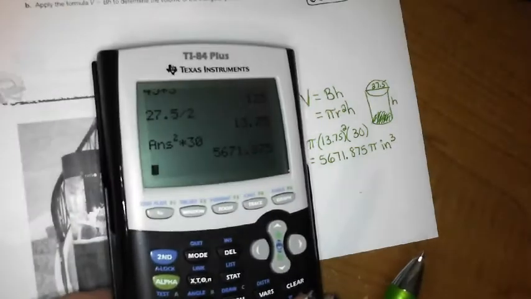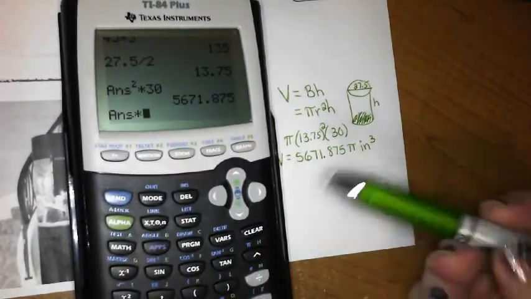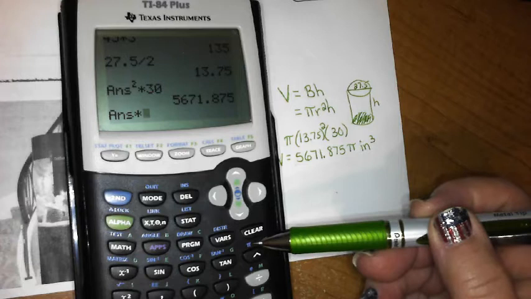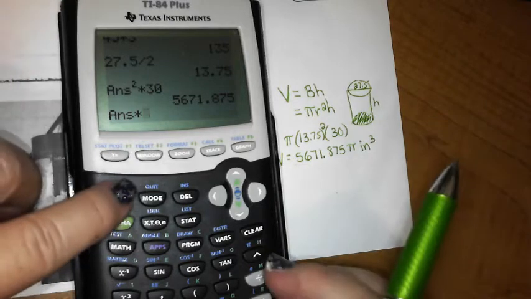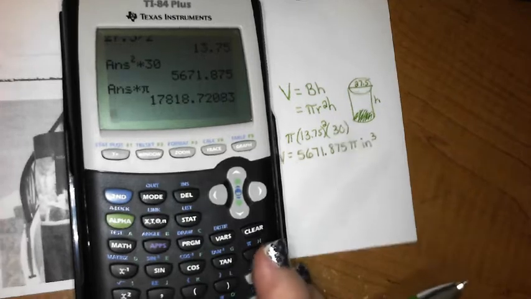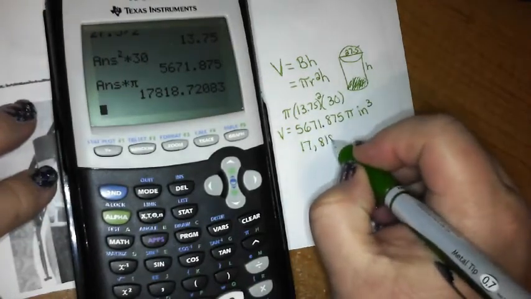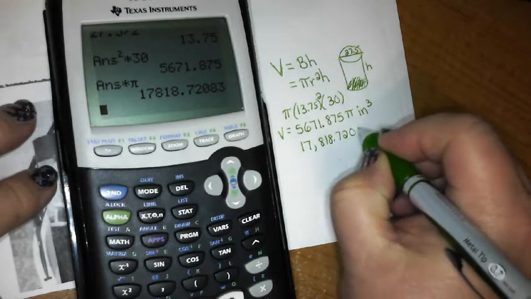So I'm going to go ahead and take my answer and multiply it by pi. And you see the pi is the blue button here right underneath clear. So second and that little caret. Answer times pi gives me this 17,818.72083.